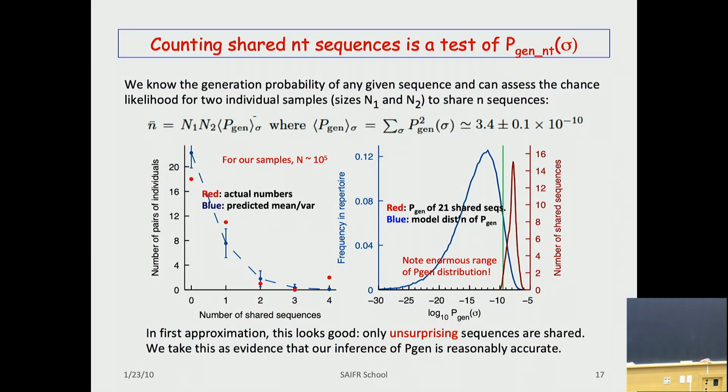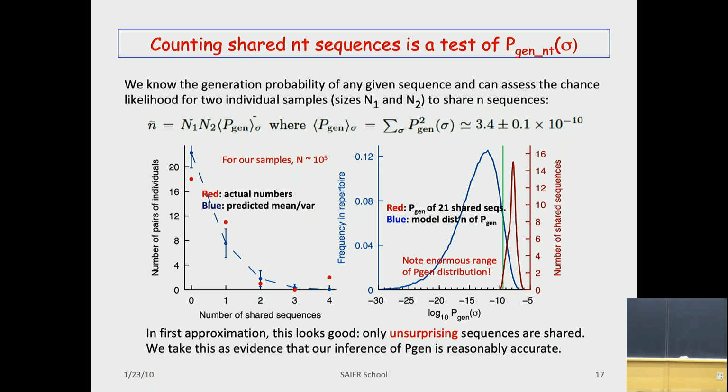Okay, now, I so far have not told you anything that should reassure you that this number that I'm attaching to sequences, namely this generation probability, actually represents something that has physical reality. I haven't tested anything yet, okay? I've said, well, I can infer this generative mechanism. I can use it to assign a probability to sequences, but I haven't used this probability for anything just yet.